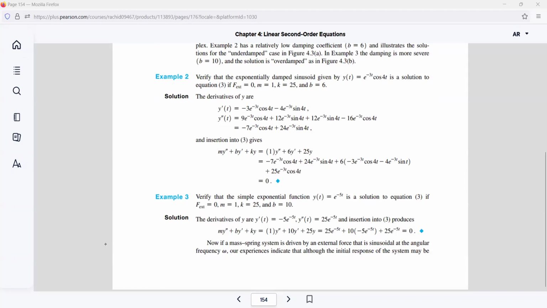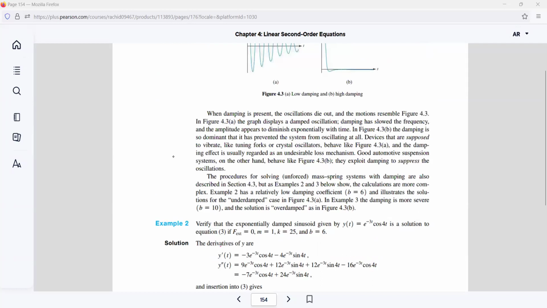So let's see if they talked about it here. Now, if a mass-spring system is driven by external force, I think they just talk about the next part. But let's see if there is something between 2 and 3 at the beginning here. All right, so example 2 has a relatively low damping coefficient, 6, and illustrates the solution of the underdamped case, which we'll see in more detail. And example 3, the damping is more severe, B is 10, and the solution is overdamped.